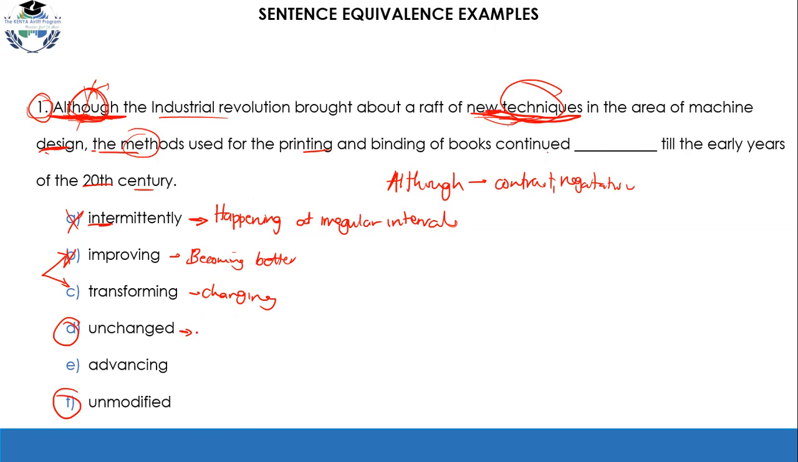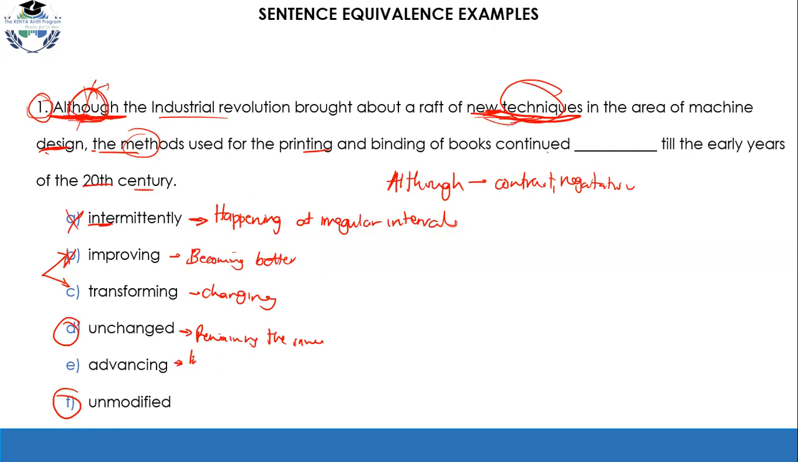Unchanged meaning remaining the same. Very simple. Remaining the same. So we've said that's one of our answers, because even though this industrial revolution happened, these new techniques just made everything in printing remain the same.